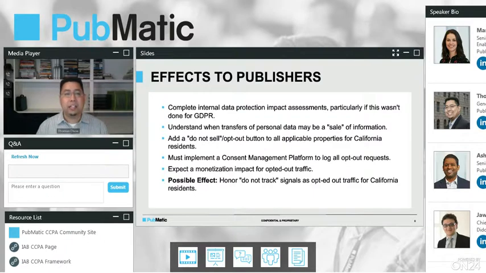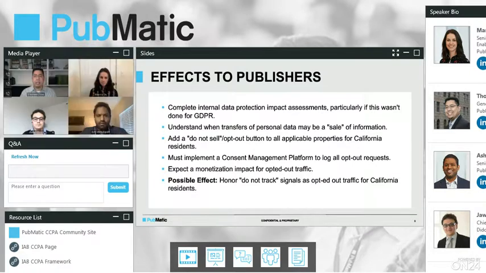Third, in conjunction with that do not sell my information button, implement a consent management platform. That do not sell my information button doesn't help you very much if you're ever audited or investigated by the Attorney General's office. You need to find a way to log your opt-outs. Now, implementing a CMP may be a slight annoyance, but it won't compare to trying to manufacture your own opt-out records from logs later on. That's going to be a lot more painful. And so implementing a CMP up front is going to save you time.